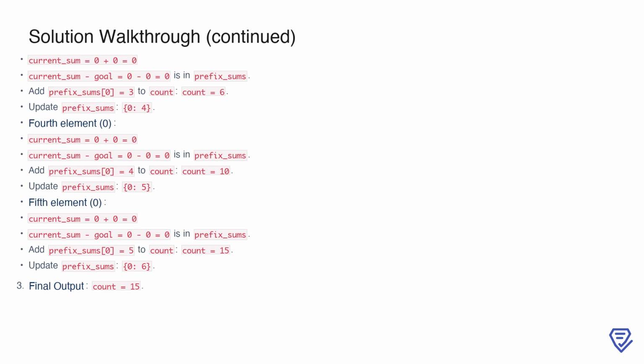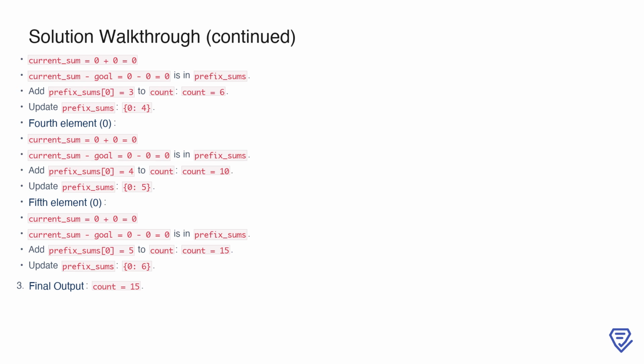For the fourth element, 0, the process repeats. Adding it to current_sum keeps the sum at 0, and since the difference is still in prefix_sums, we add prefix_sums, 0, which is 4, to count, bringing it to 10. We update prefix_sums to reflect the prefix sum of 0 occurring 5 times.